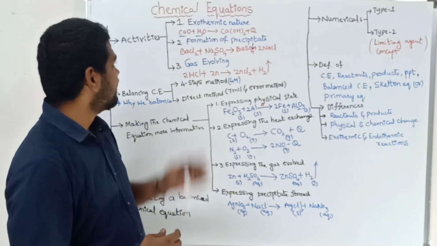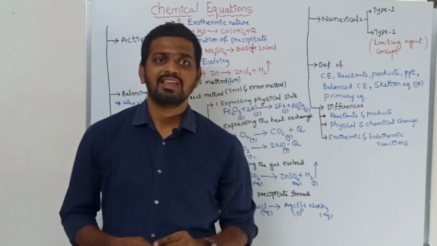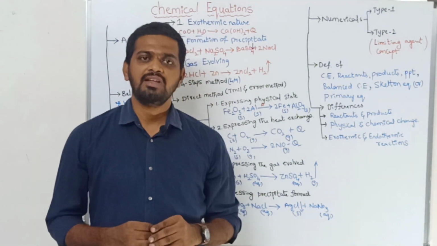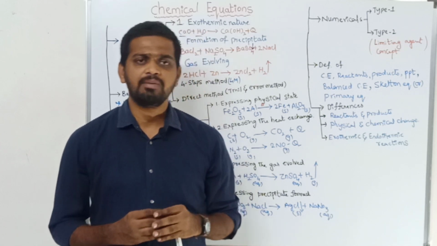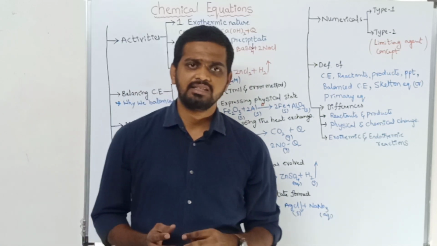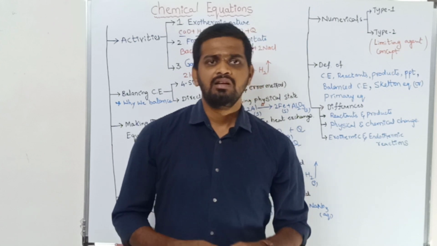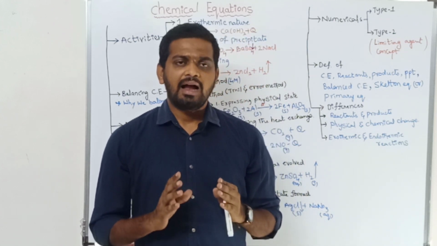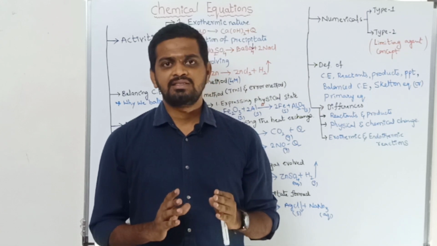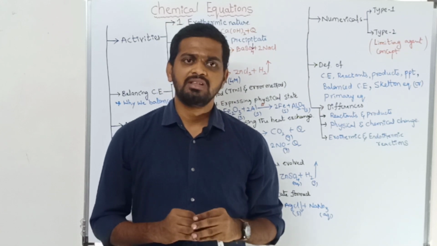So coming to the chemical equation, what is a chemical equation? A chemical equation is the symbolic representation of a chemical change. In a chemical reaction, we represent the reactants on the left hand side and the products on the right hand side. We indicate the change of the chemical reaction by using the arrow mark.